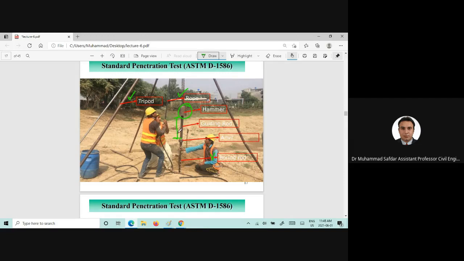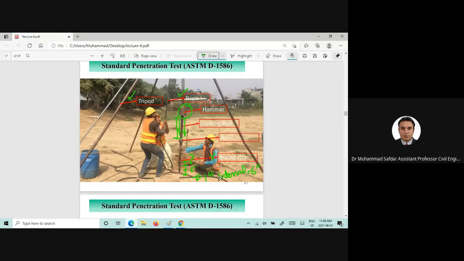And also we need to note down different intervals. We need to apply blows, and we need to record those number of blows. For the first interval, that interval is of 6 inches. And for the second interval, that is also of 6 inches. For the third interval, that is also of 6 inches.